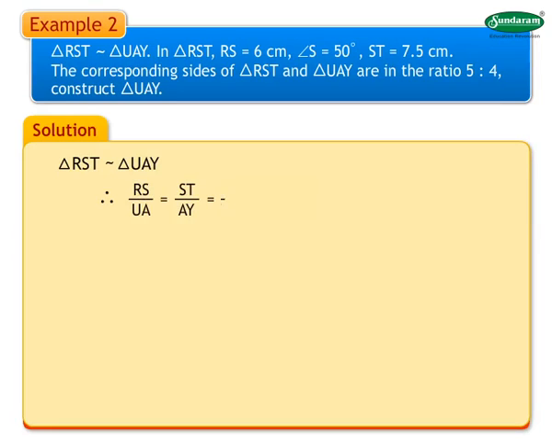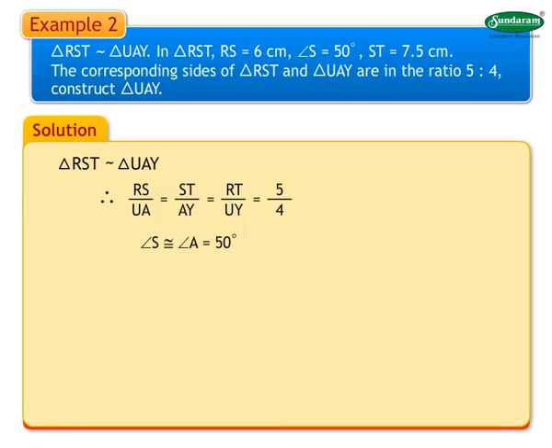Therefore, RS upon UA is equal to ST upon AY is equal to RT upon UY is equal to 5/4. And as angle A and angle S are congruent, so their measure would be also same, that is 50 degrees. Here we got the measure of one angle. Now let's find the measures of sides UA and AY.